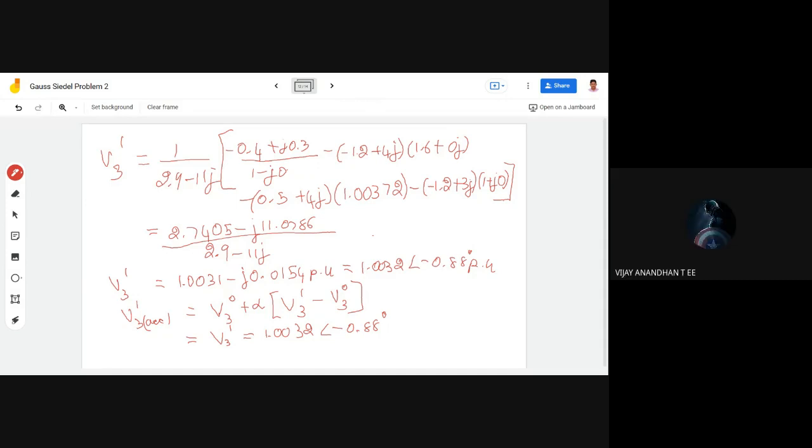Sir, you have done something wrong. In 1.2 plus 4j, it should be multiplied with 1.06, but instead you multiplied it with 1.6, right? Yes, in writing I made some mistake. So you just cross check whether you are getting around this value. This is the right answer, sir. Yes, of course.